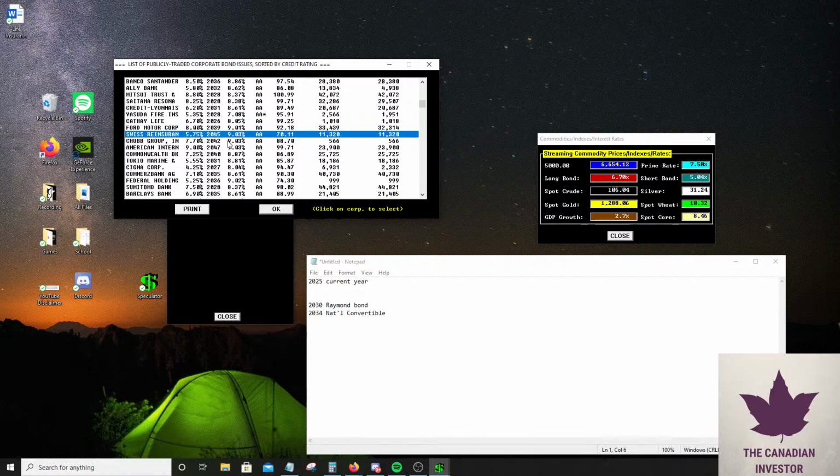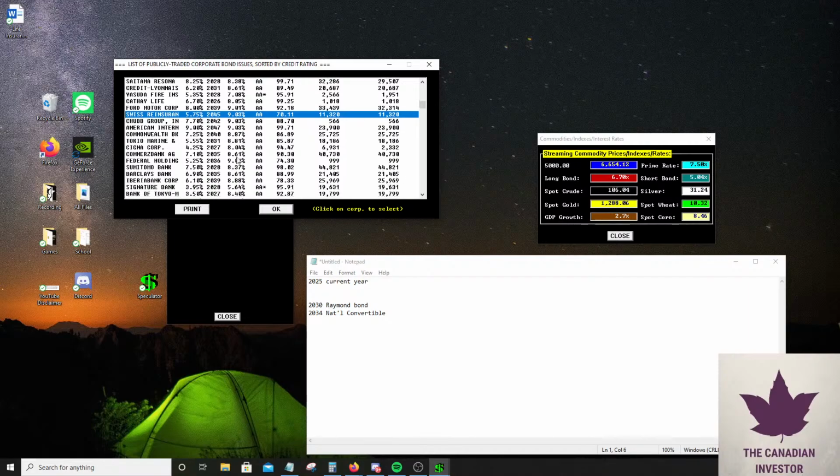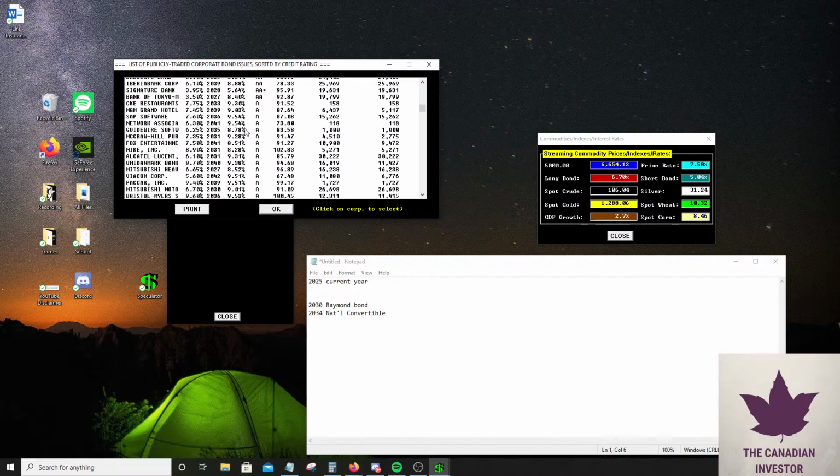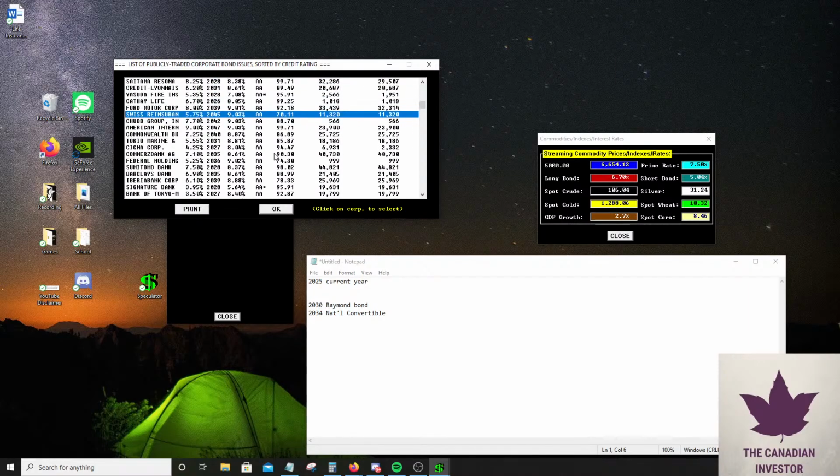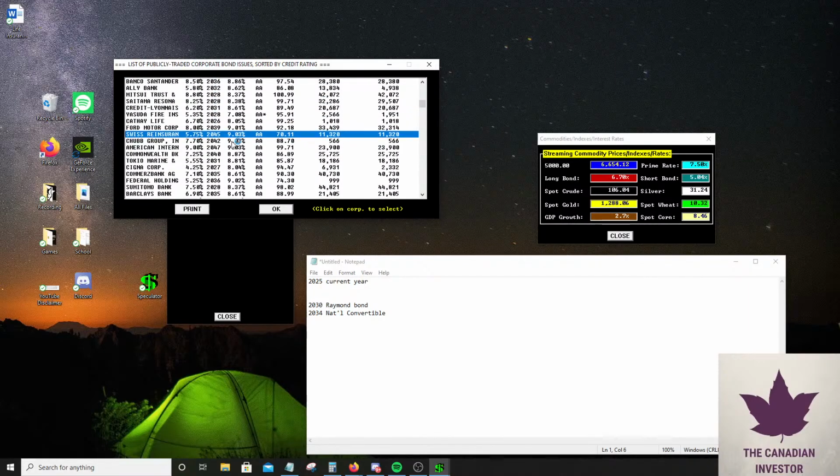2045. I'm looking for very long-term bonds, like very long term. I think Ford would be a good one because it's 2040, so that's above 20 years out. This one's potentially good. It's AA too, which is great.